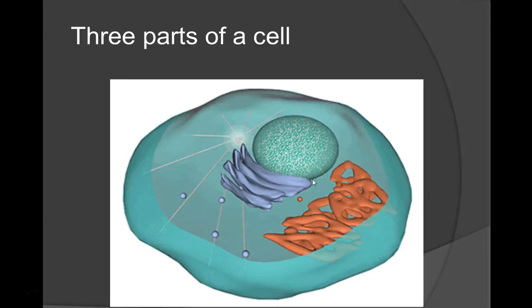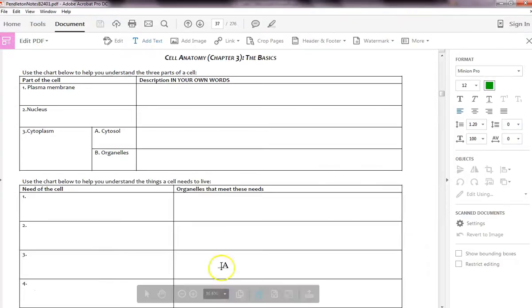Now the cytoplasm is going to be filled with watery like liquid. And then also these larger structures. And these larger structures are called organelles. Okay. So just to follow along with the notes, plasma membrane is the boundary of the cell. Nucleus is that big circular structure in the middle of the cell. It contains DNA.